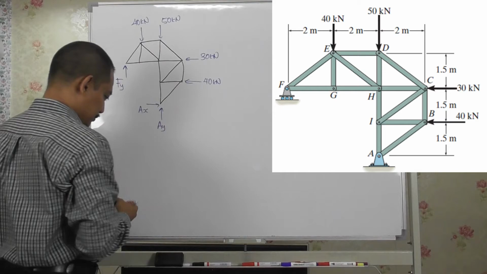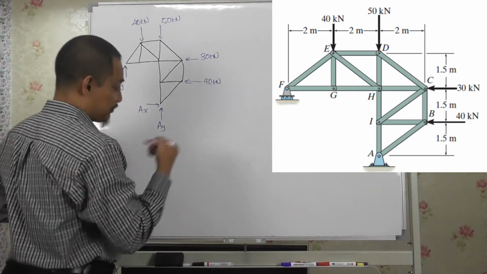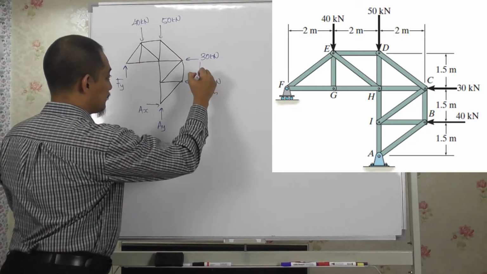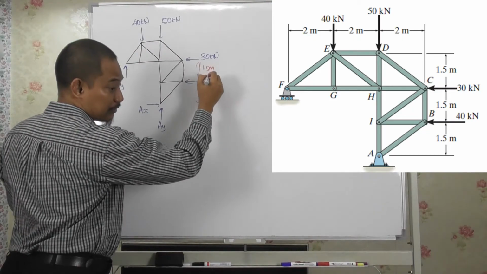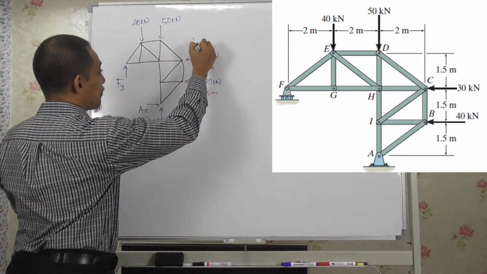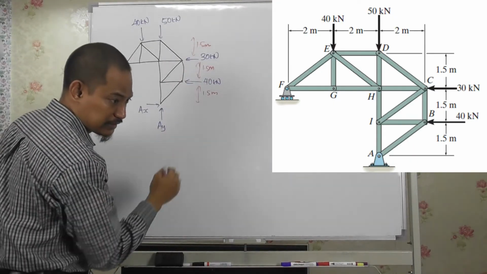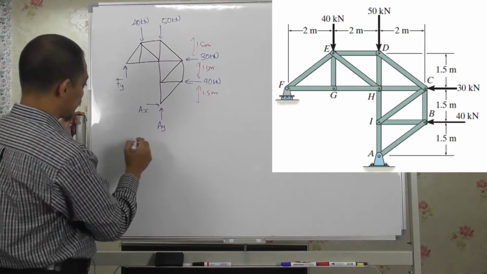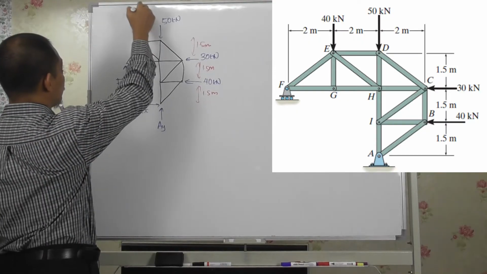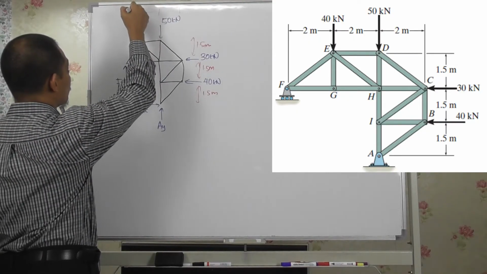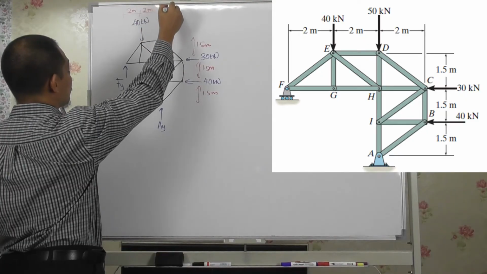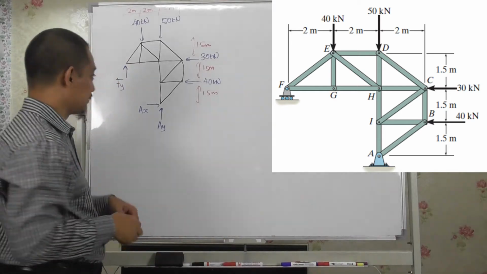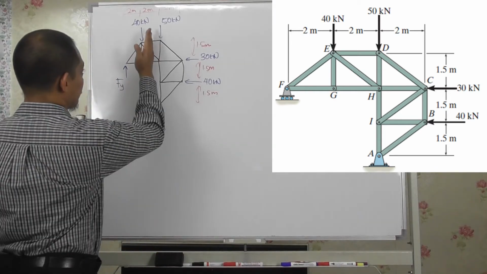And we have the distances, so we have 1.5 meter each, so this is 1.5 meter, 1.5 meter, all is 1.5. What about this one? 2, 2, 2. Okay. 2 meter, 2 meter, 2 meter.